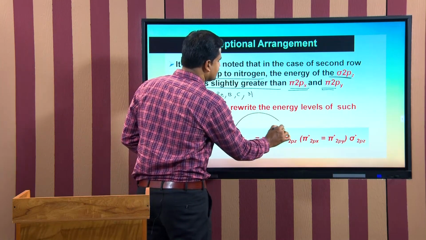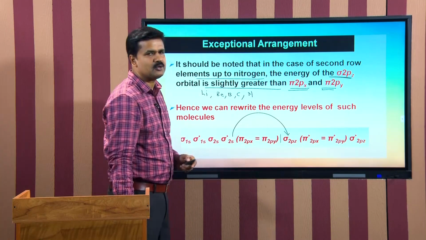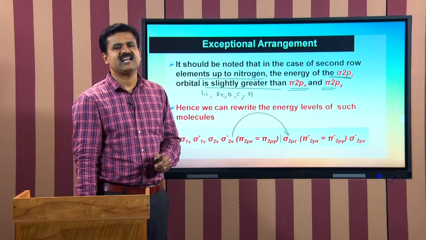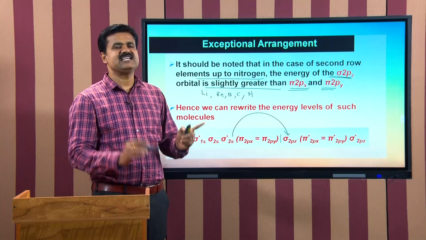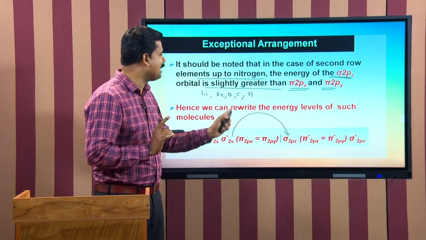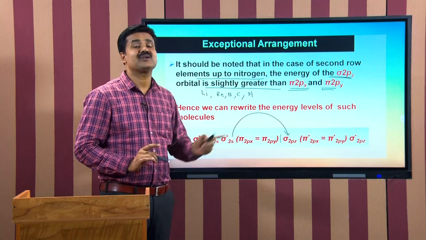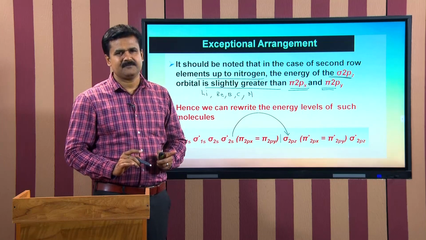The position of sigma 2pz is just above pi 2px and pi 2py. That is an exceptional arrangement. This arrangement is noted in the case of second row elements of the periodic table up to nitrogen. So, such elements are lithium, beryllium, boron, carbon and nitrogen.